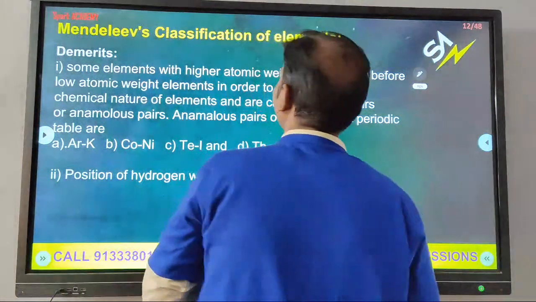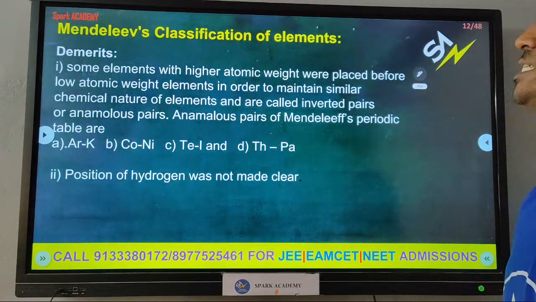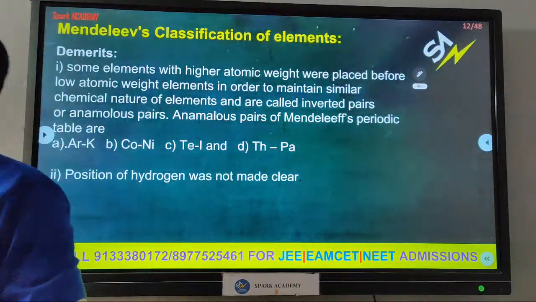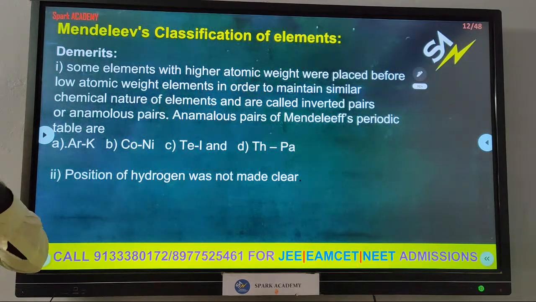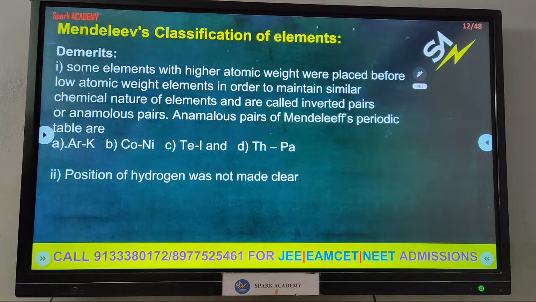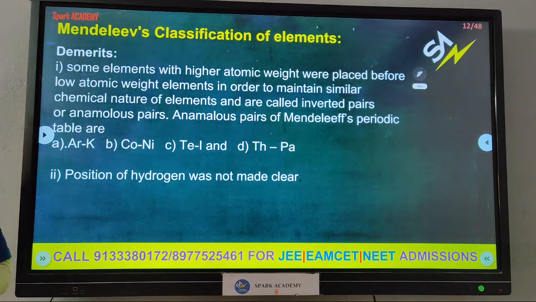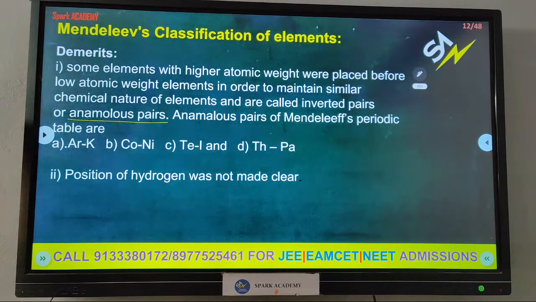Next, after successfully completing Mendeleev's classification of the elements, even in that there are some demerits. What are the demerits of the Mendeleev periodic table? What is the fundamental property of the Mendeleev periodic table? Increasing atomic weight. But he placed some elements zigzag. Sometimes the higher atomic weight element comes first and the lower atomic weight comes next, though he stated atomic weight constantly increases. That indicates anomalous pairs, meaning pairs not given in properly increasing order of atomic weight.